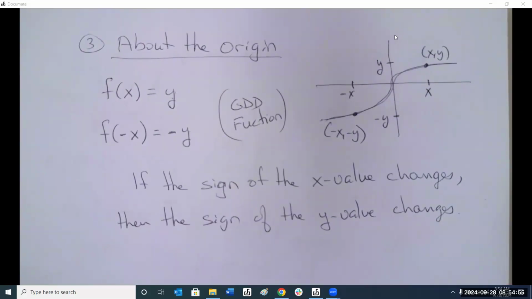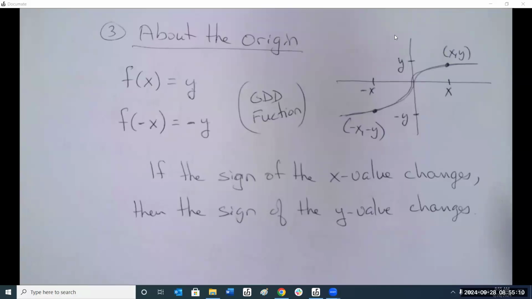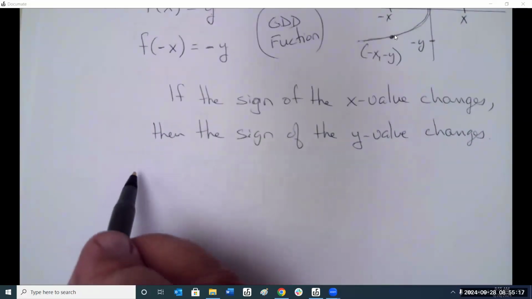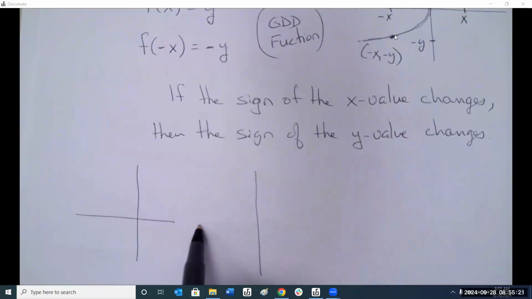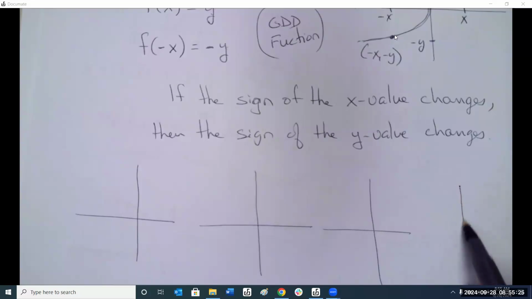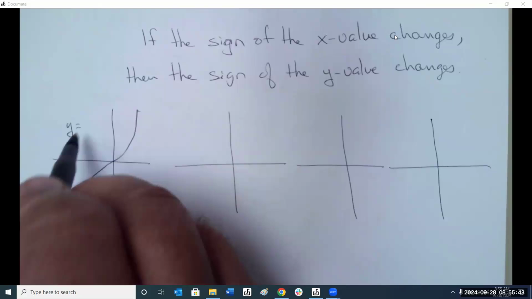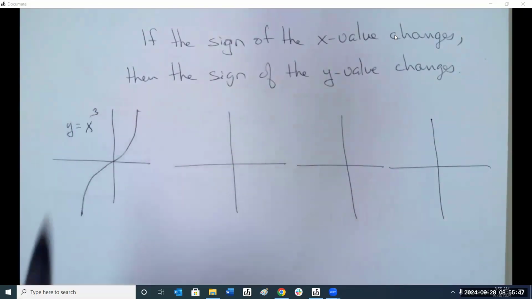Do we know any functions in our library that are odd functions? There are 4 of them that are odd functions. Yep. One of them is this one. What function is that? Y equals what? X to the power 3. Very good. Do we have another one?